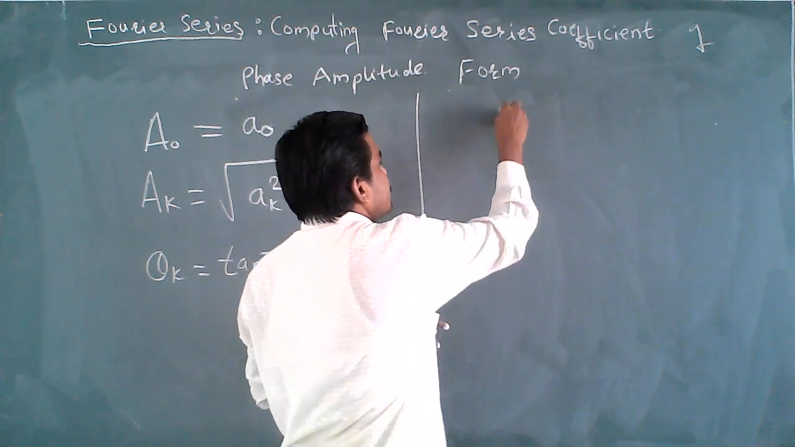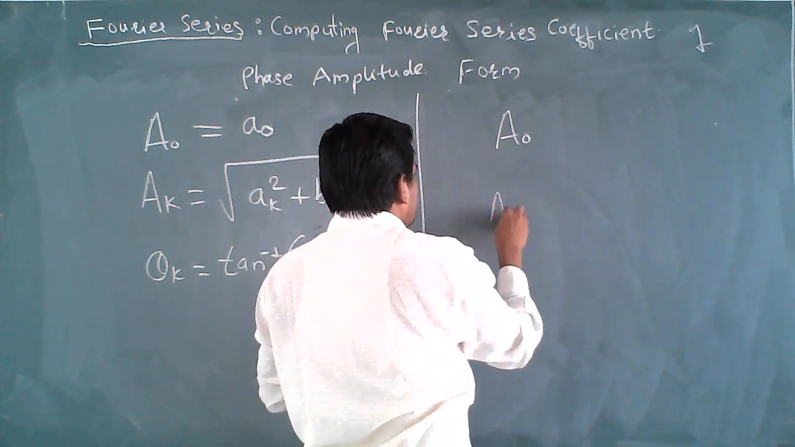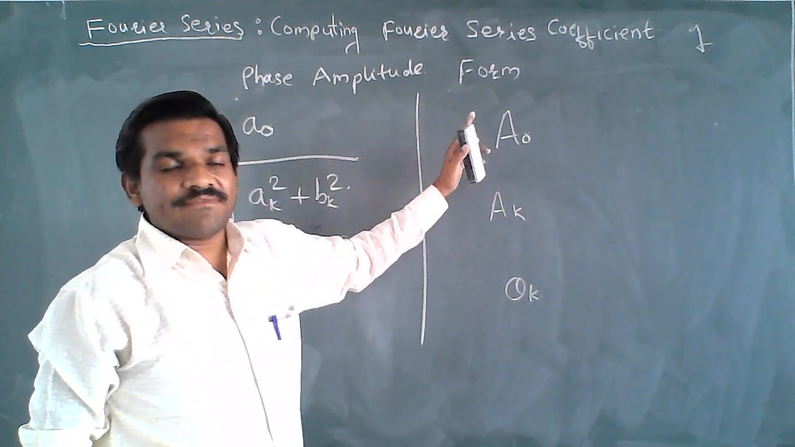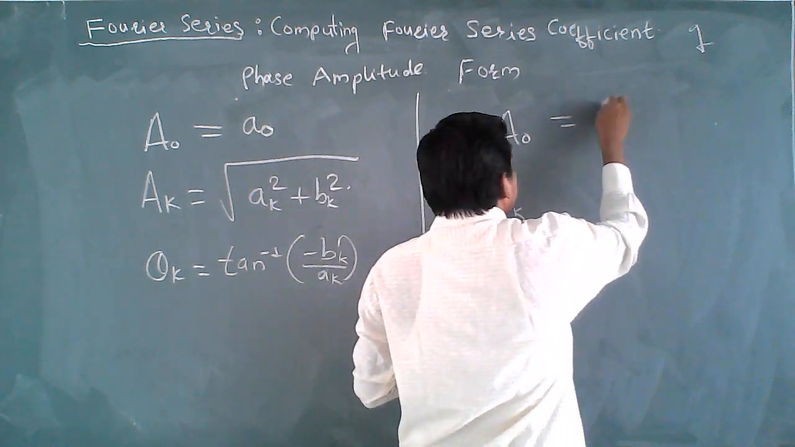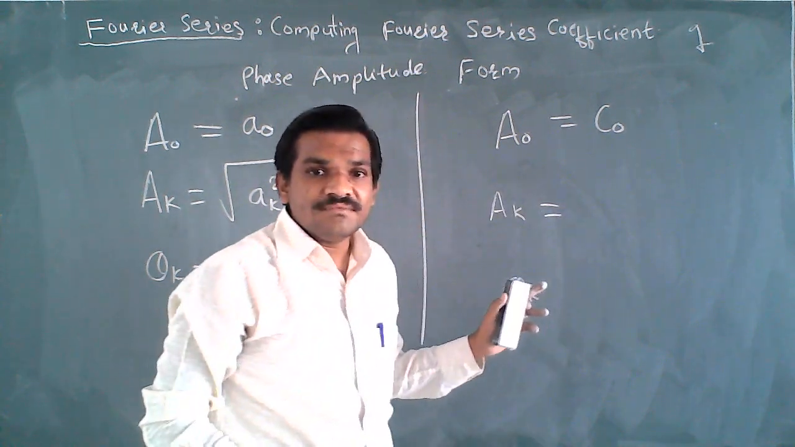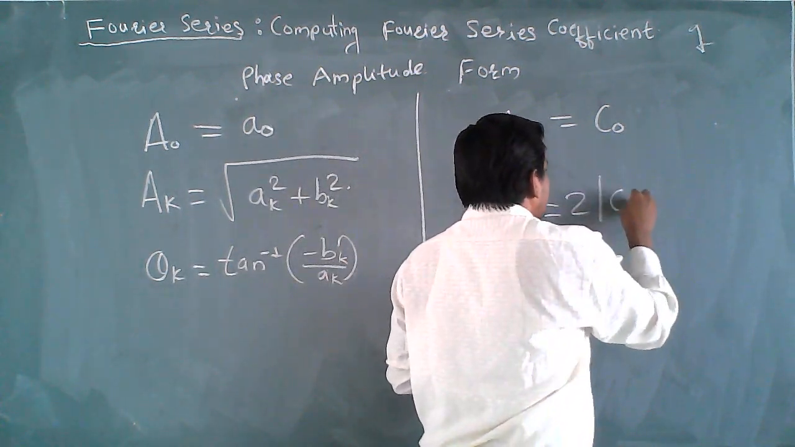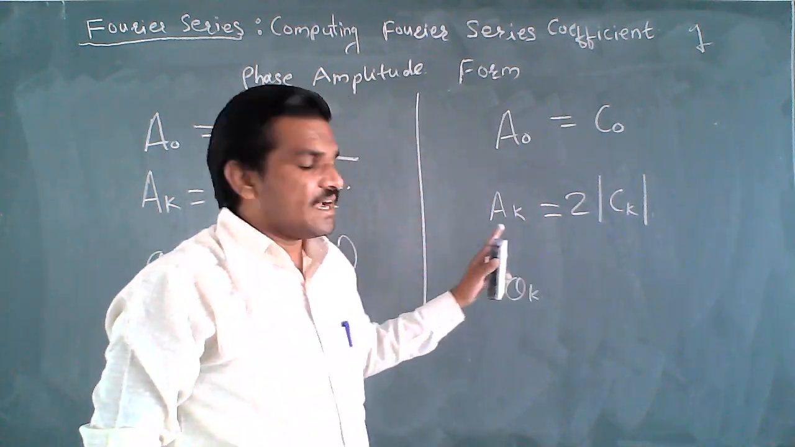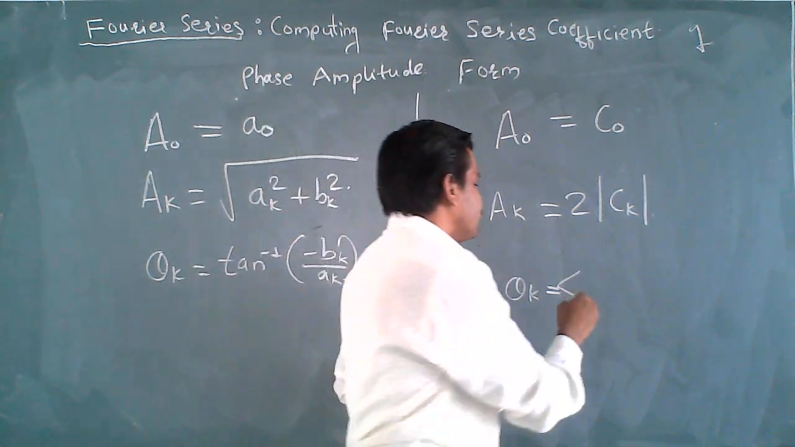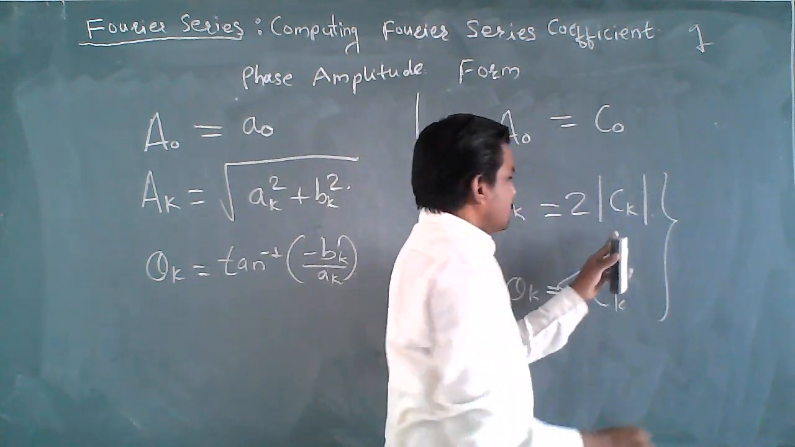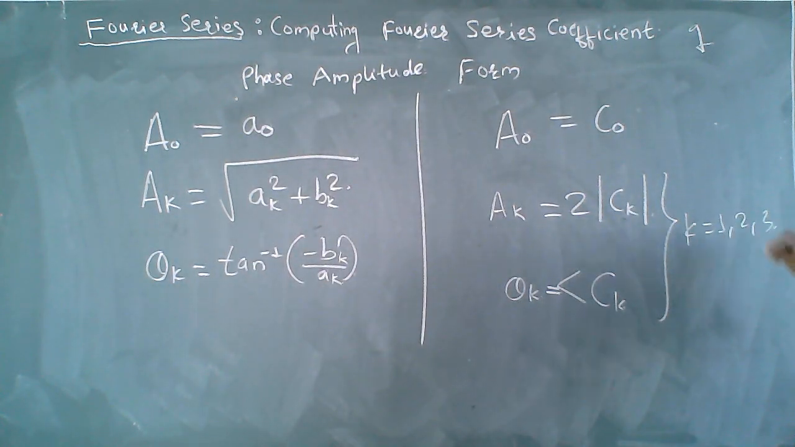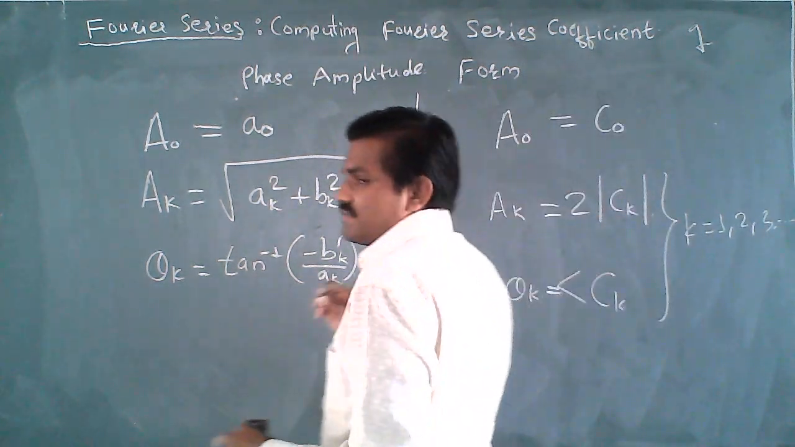Now I will write the equation for a0, then Ak, and then theta k for another form I have, that is the exponential form. So A0 is nothing but my c0. And then Ak is equal to 2 times the magnitude of ck, 2 times the modulus of ck, and theta k is equal to the angle of ck. And here our k goes to 1, 2 and 3 and so on.